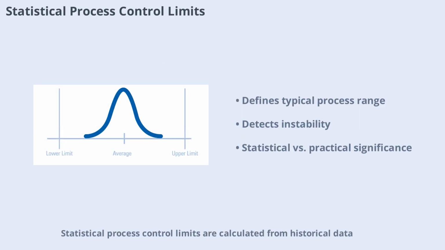Statistical process control limits are calculated from historical data and define the typical operating range for a process. Unlike specification limits, which relate to product quality, control limits help detect when a process may be unstable or out of control. Prompt recognition of deviations from these limits enables timely review and process improvement. It's important to note that statistical significance doesn't always equate to practical significance. Context matters when interpreting results.